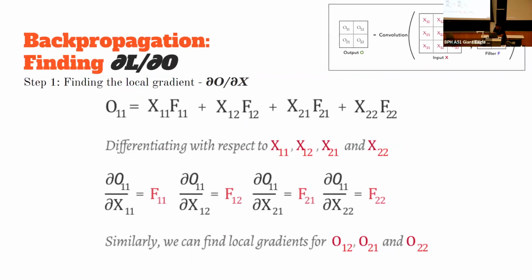Now let's look at the derivative of the loss with respect to x. Sorry, I think it should be the derivative of the outputs with respect to x, not finding dL/dO. It should be dL/dX. So we have the same equation, O11 is equal to the same equation that we had. When we differentiate with respect to x11, 12, 21, and 22, you can see that we get f11, 12, and so on as our outputs, right?